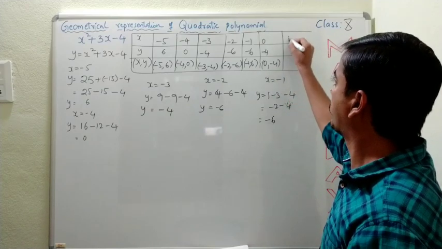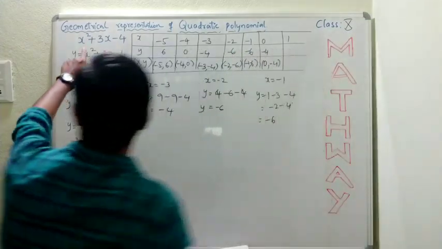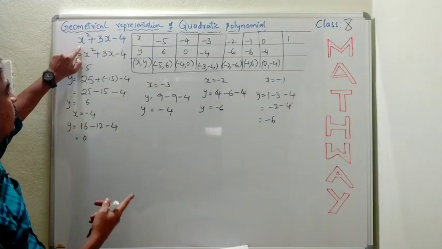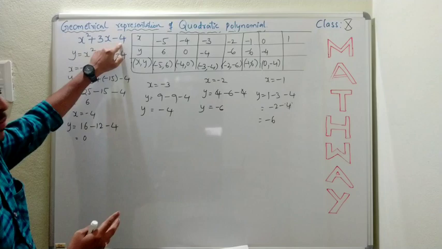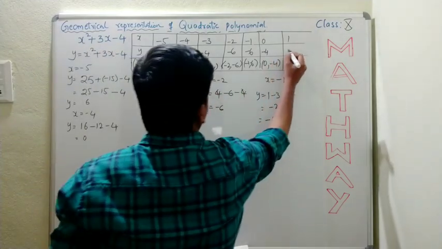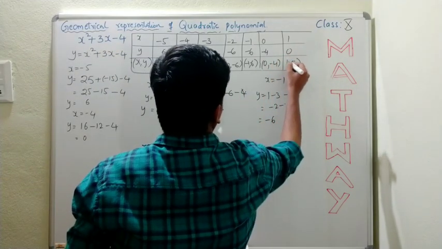Let's put x equals 1. If you put x equals 1 here, 1 square is 1 and 1 plus 3 is 4. 4 minus 4 is 0. If x equals 1, then y is 0. It is 1 comma 0.